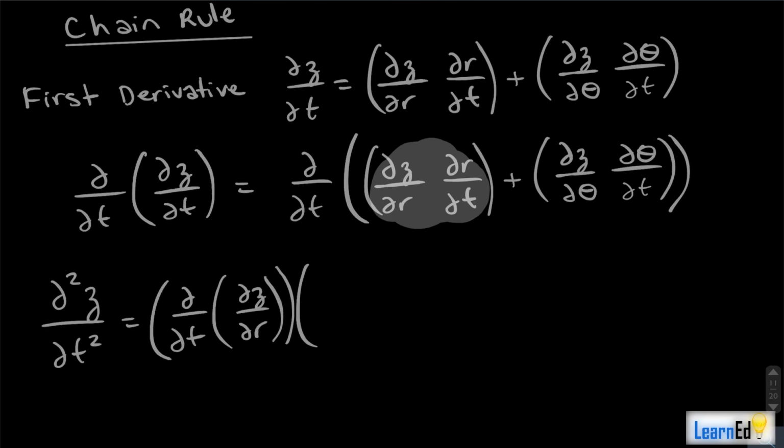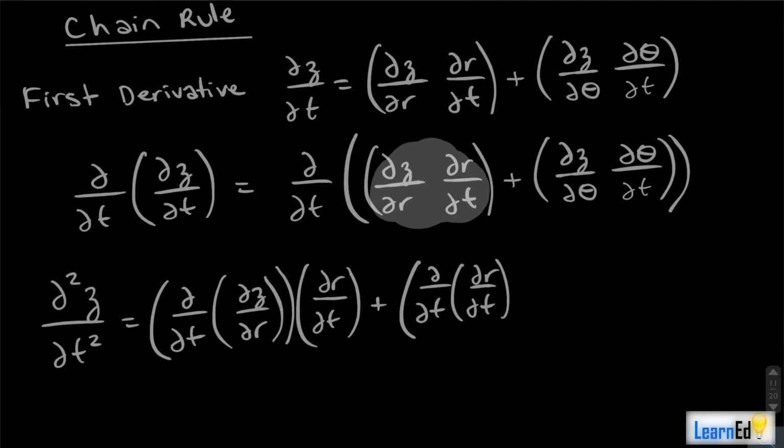And then we're going to have to multiply dr dt, and we don't take a derivative of that. Then we're going to add that to the opposite. We're going to take a partial derivative with respect to time of dr dt, and we're going to leave dz dr alone.